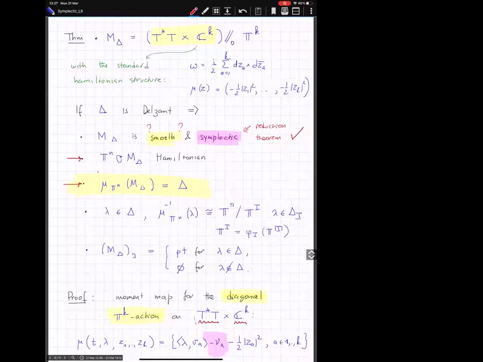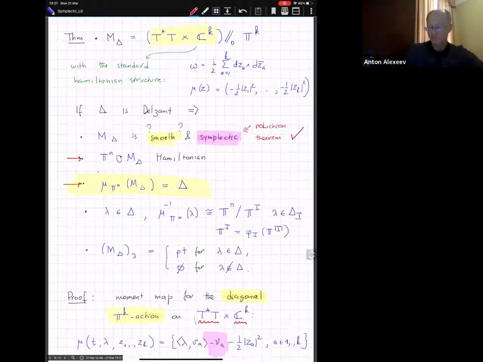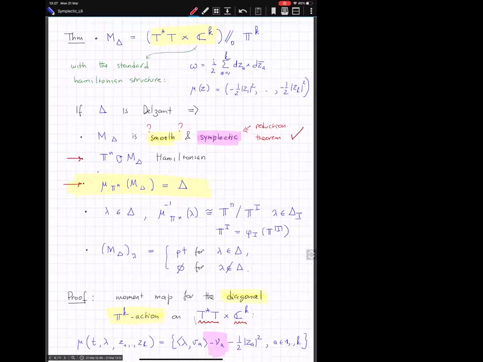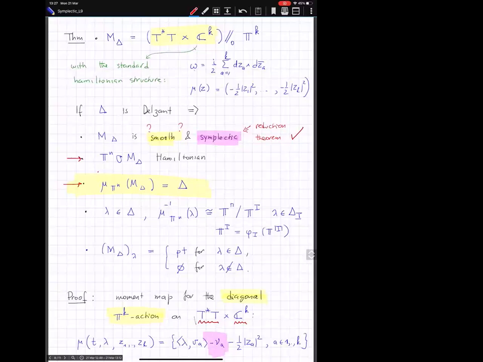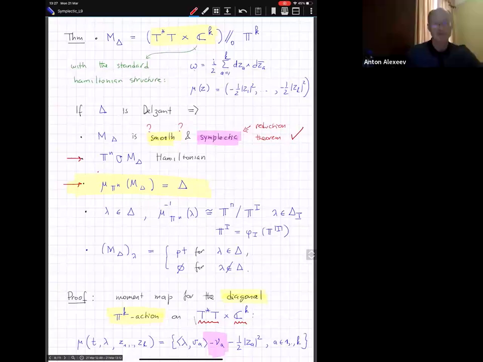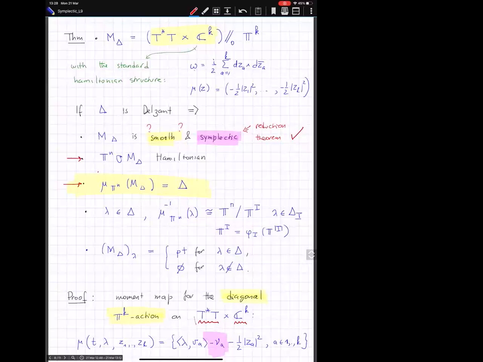In the middle, you've written, highlighted, mu sub T^n of M, Delta equals Delta. Then the line below, you say lambda in Delta, and at the end, you say lambda in Delta_i. I'm confused about these. Where is lambda? If lambda is in Delta, then lambda is in some Delta_i, since Delta is a disjoint union of Delta_i's. All right, that's clear. Okay, so then we're more precise, and we're saying that. That's fine. Thanks.